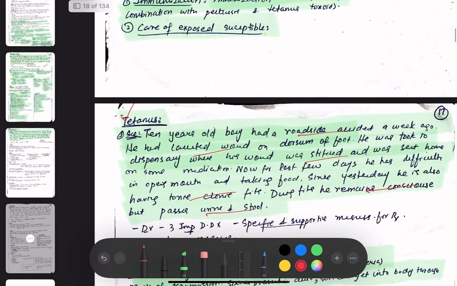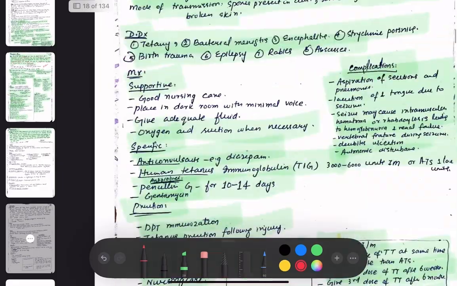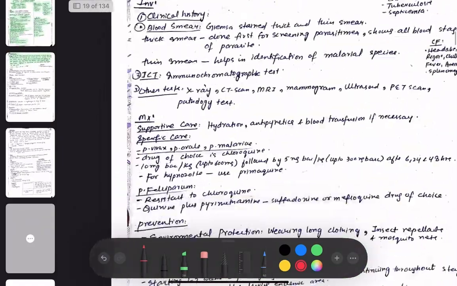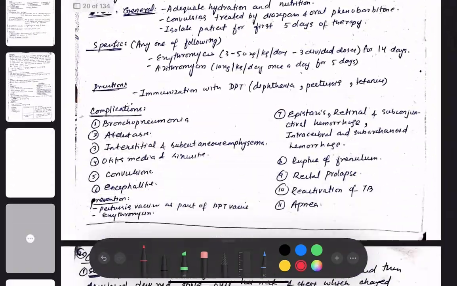So we will identify the case of tetanus by these features, that there will be a history of RTA or any other cause which can lead to a wound and stitches, and then from this the features of consciousness with passing urine and the clonic fits can appear, and it can be prevented by the tetanus vaccines. Now coming to the next topic, that is malaria.